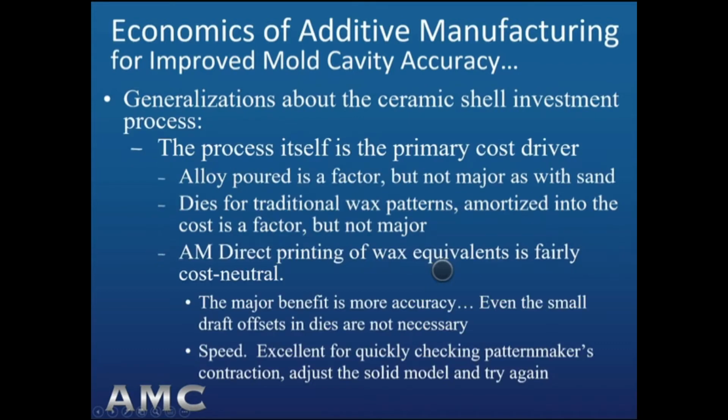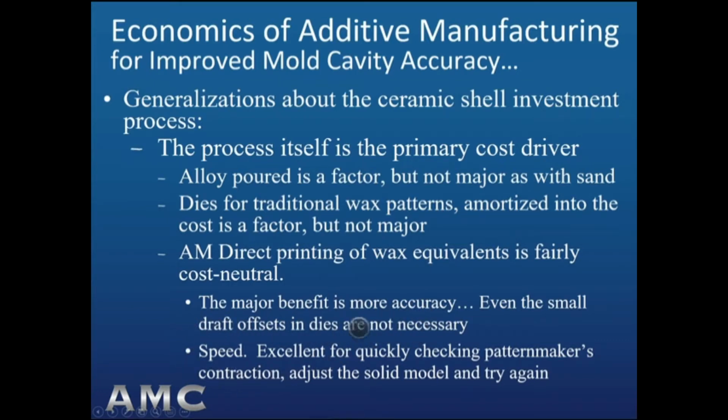Well, now generalizations about the ceramic shell investment process. The process itself is the primary cost driver. Alloy poured is a factor, but not major as it is with sand molds. Dies for traditional wax patterns amortized into the cost is a factor also, but again, not major compared to the process itself. Additive manufacturing direct printing of wax equivalents is fairly cost neutral. The major benefit is more accuracy. Even the small draft offsets in dies are not necessary.